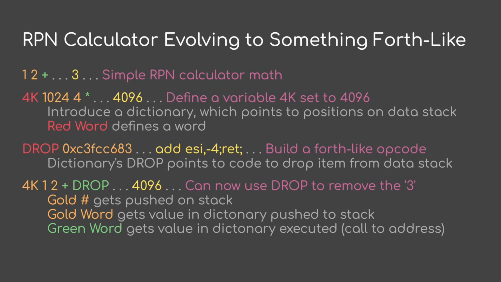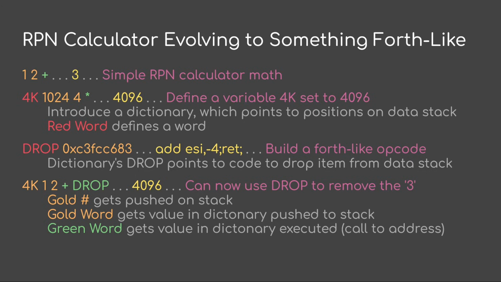opcodes, things that we could actually execute and have do an operation on the machine. So in this case, there's drop, and drop points to a number on the data stack, which disassembles to add ESI, -4, and then returns. Drop would basically drop the top item from the data stack, where ESI is pointing to the data stack. And now, once we have this in our dictionary, we can continue to do things on the stack, and we can use drop if we want to.